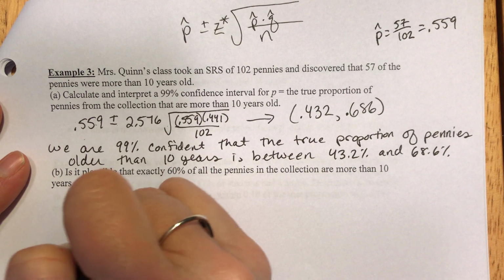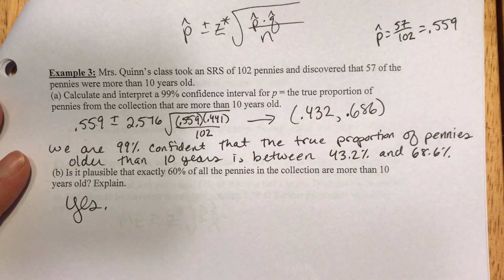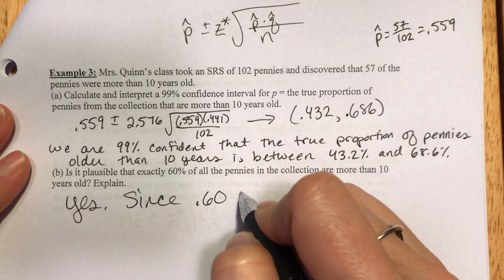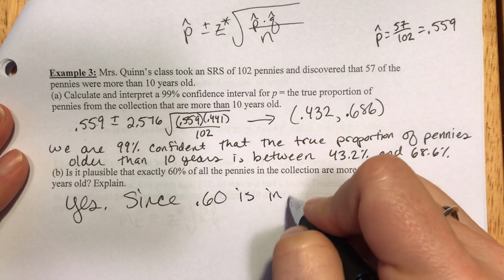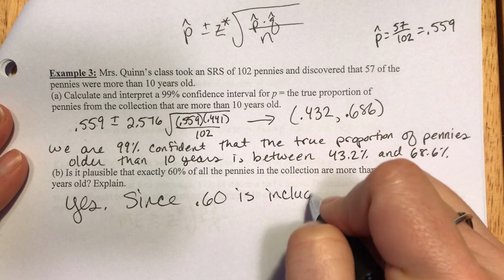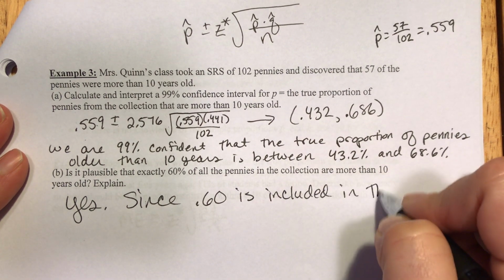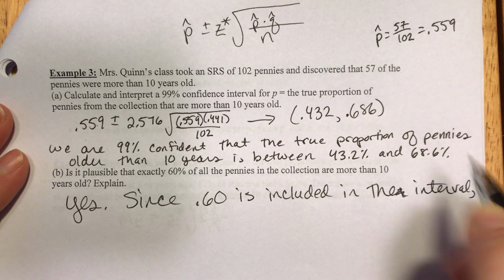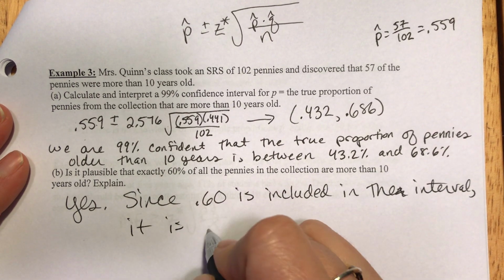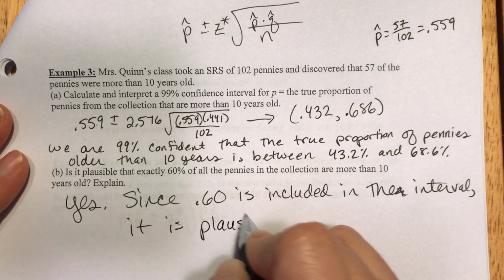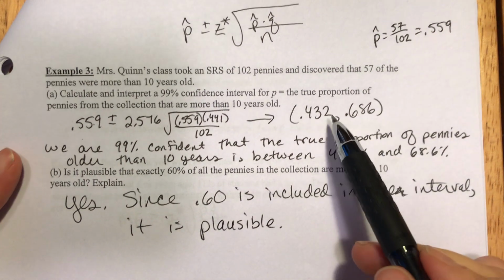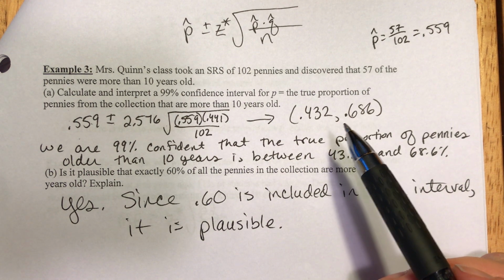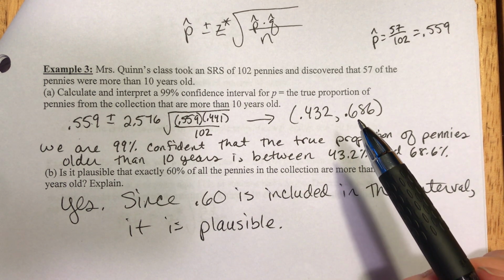So first, answer the question. Since 0.6 is included in the interval, it is plausible. 60% is contained within this interval, so it would be a plausible, possible answer.